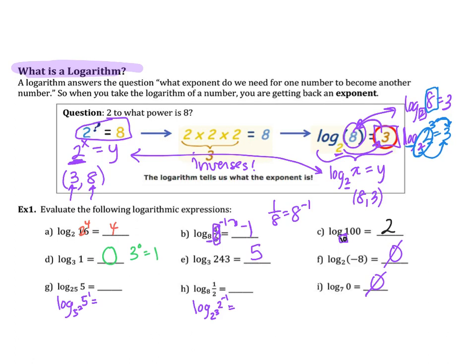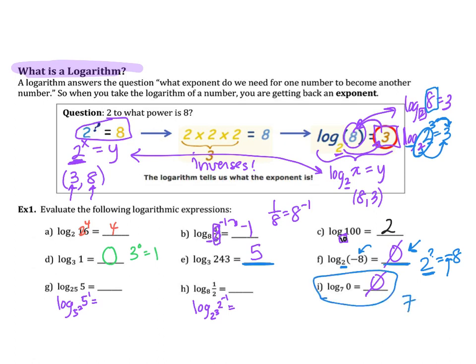So you should have gotten 5 for letter E. Hopefully you recognize that letter F is not possible because you can't have a positive base, raise it to some power and get a negative result. It is not possible. You can't have 2 to some power and get a negative when this base is positive. So this is not possible or no solutions. You put 0 with a line through it. And then I will go right below it.